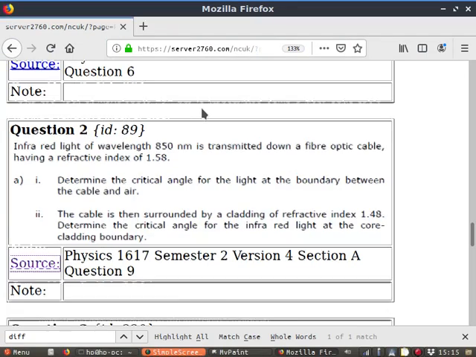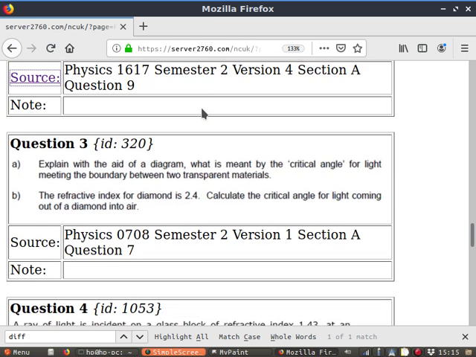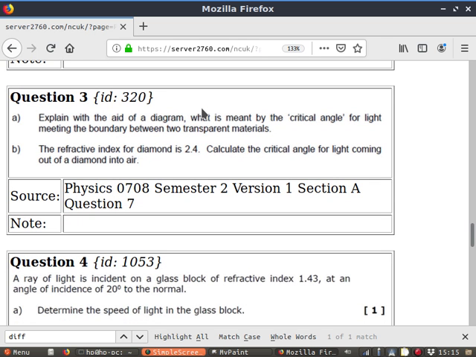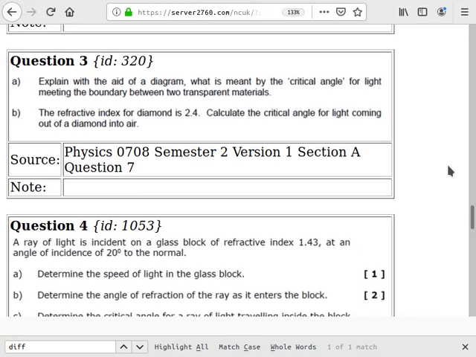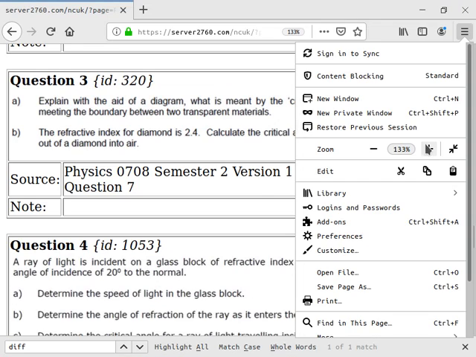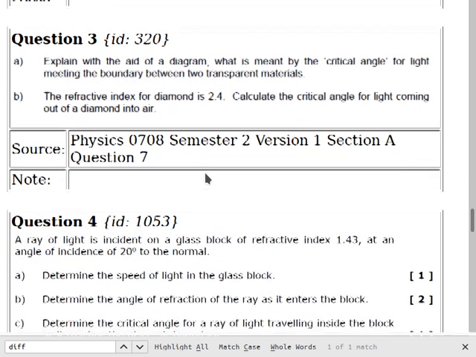Okay, number 3 now. I think you can do this one in about 1 minute. So let's have a go at that. Give this one a go here. Number 3.